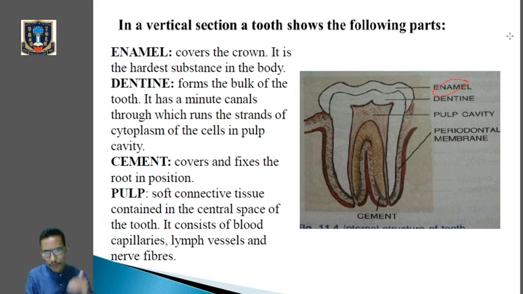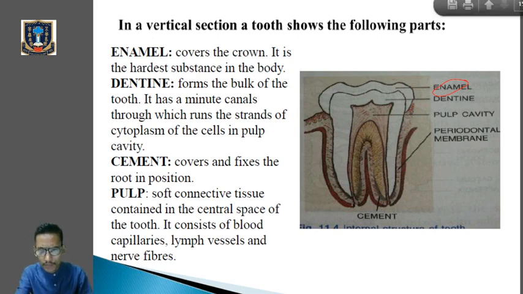Then comes the dentine, which forms the bulk of the tooth. It is harder than bone, but not as hard as the enamel. It has minute canals through which run the strands of cytoplasm of the cells in the pulp cavity. Then comes the cement part.